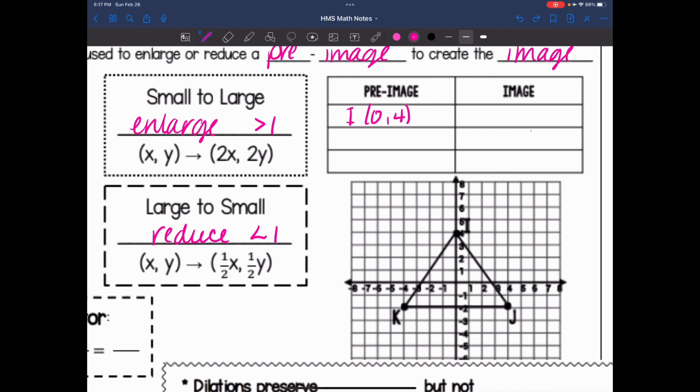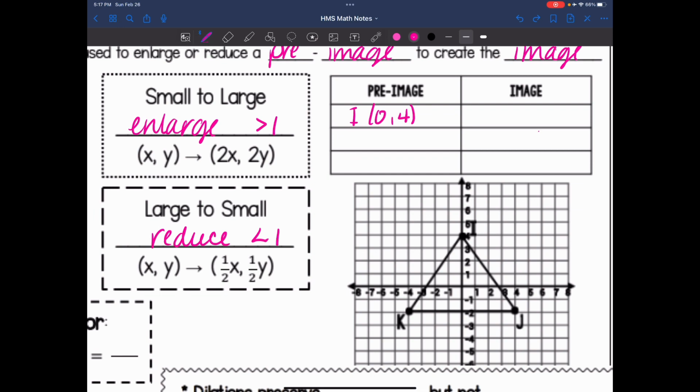So I is at coordinate 0, 4. That's the original. That's the pre-image. And I'm just going to multiply both of those by 2 because I'm first going to enlarge. So enlarge by 2. You see the 2x and the 2y. And I should get 0, 8, right? How do I get that? Well, 0 times 2 is 0 and 4 times 2 is 8.